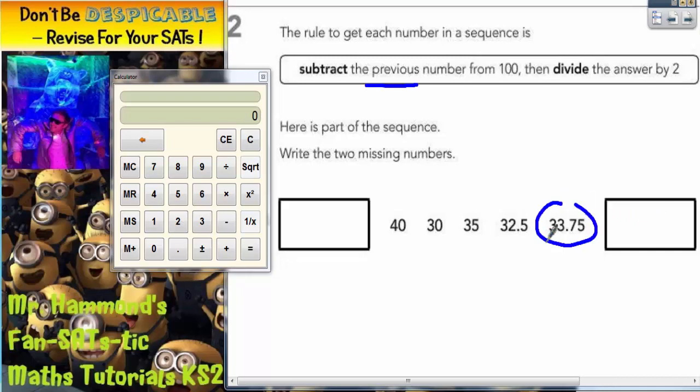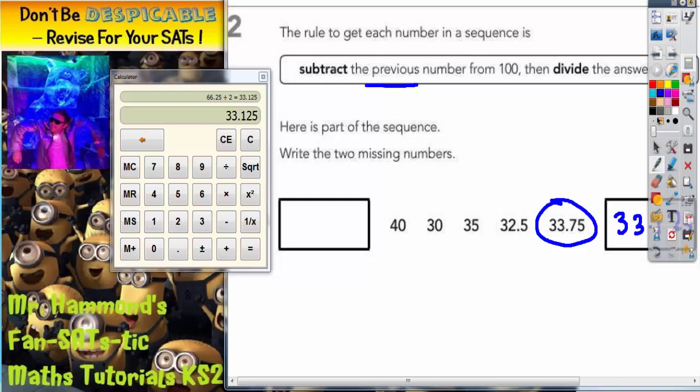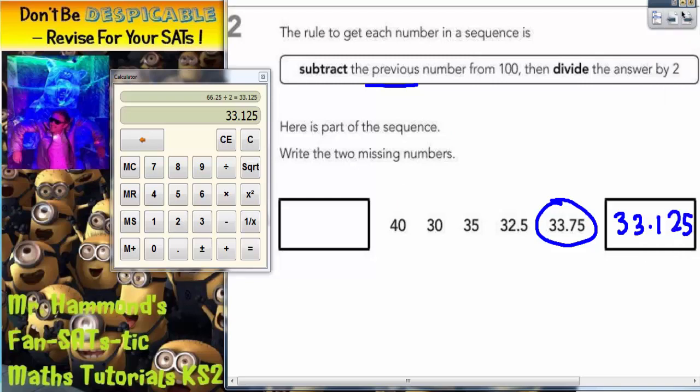So the previous number is 33.75. So if we start with 100 and subtract 33.75, we get 66.25. Now we need to divide this answer by 2. So 66.25 divided by 2 equals 33.125, and that's the answer that needs to go in the end box. So 33.125. Now let's go back and have a look at the first box that starts the sequence off.